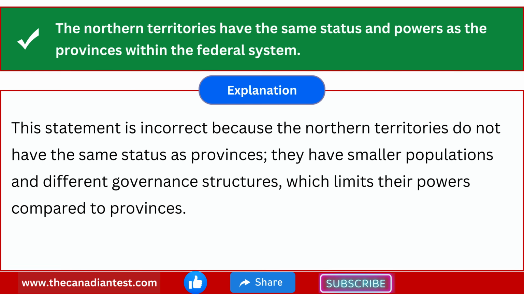The correct answer is the Northern Territories have the same status and powers as the provinces within the federal system. Explanation: this statement is incorrect because the Northern Territories do not have the same status as provinces. They have smaller populations and different governance structures, which limits their powers compared to provinces.